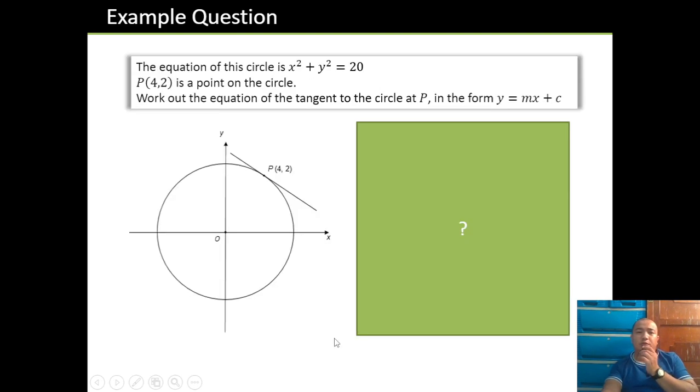Now, the equation of the circle is x squared plus y squared equals 20. Therefore, center is at origin, radius square root of 20. (4, 2) is a point on the circle. That's the point of tangency. Ito naman yung tangent line. Work out the equation of the tangent to the circle at P. So we're now on tangent to a circle. In slope-intercept form.